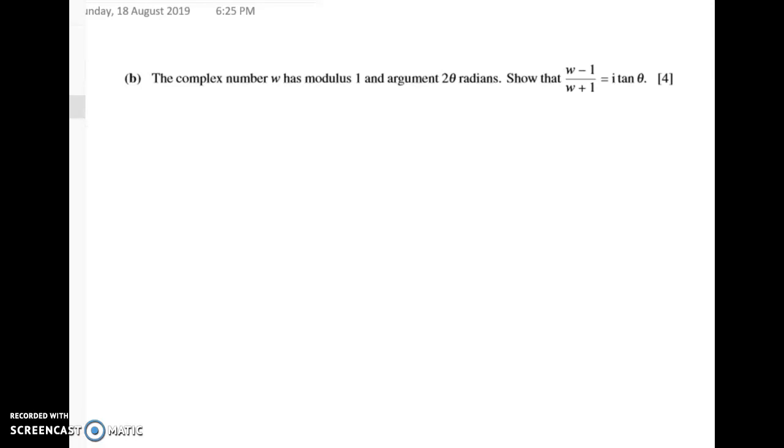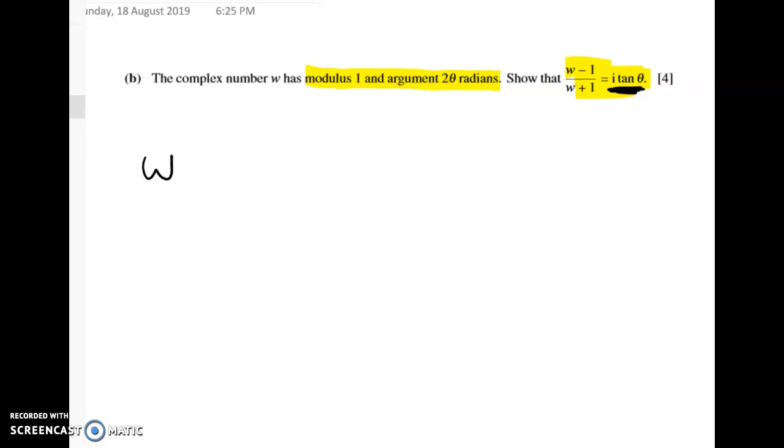So we've been given a complex number w, and it's got modulus 1 and argument 2 theta radians. And we have to show that this is equal to i tan theta. So when you're doing this question, I want you to keep your eye on i tan theta the whole way through. So first of all, let's work out how we can write w.